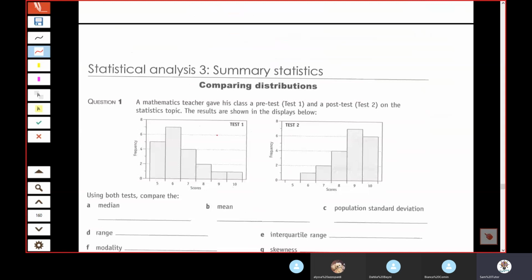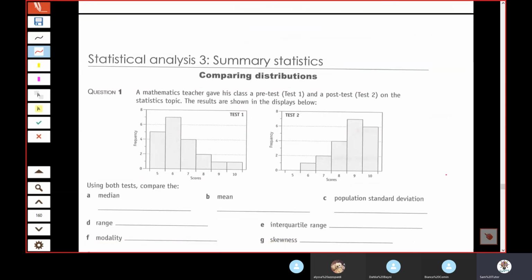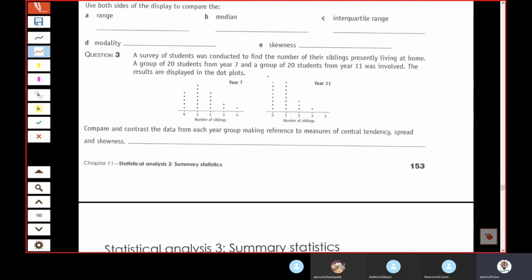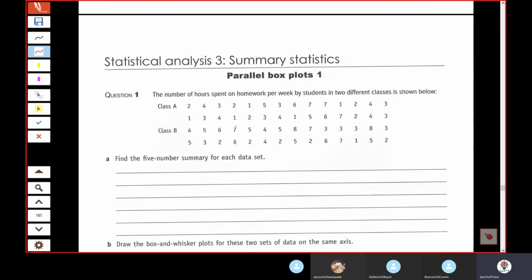All right. Comparing distributions. Yeah, that's a good exercise. I would like to get back to this one, just to finish these off.